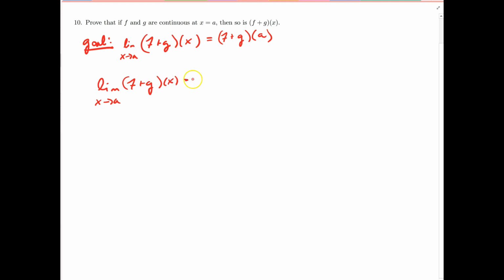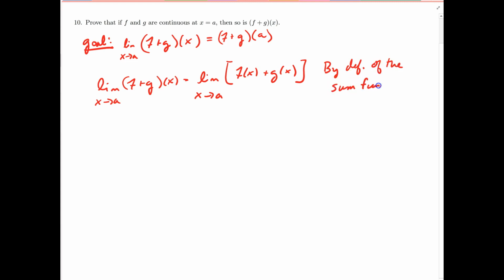Okay. Well, this is the sum function, so let's just give its definition. That's f of x plus g of x. That's what it means to give the sum function. This is just by definition of the sum function. Okay. Now what can I do?